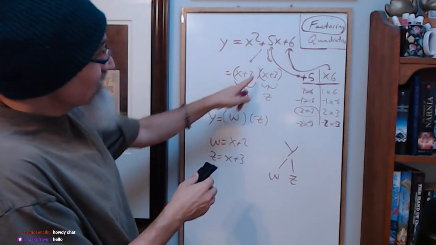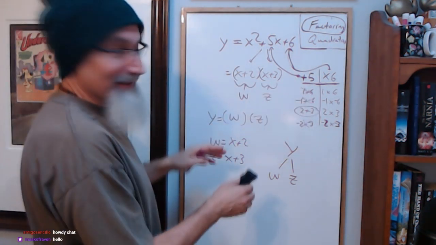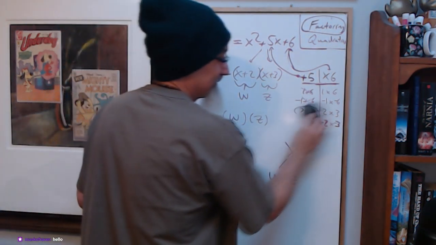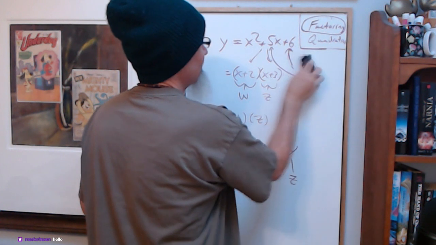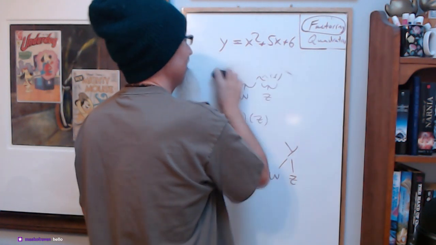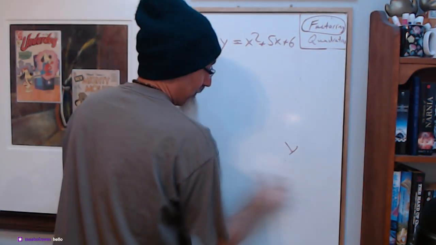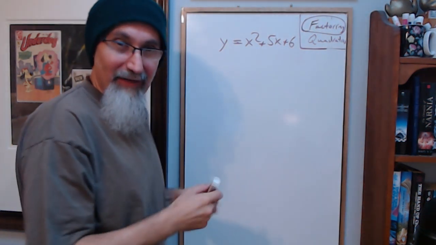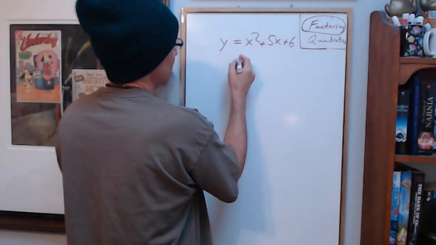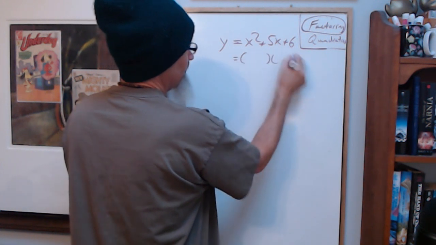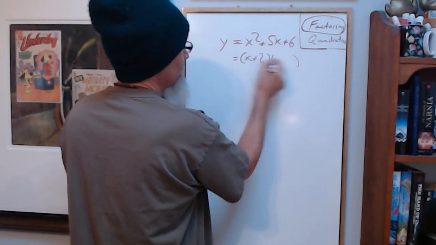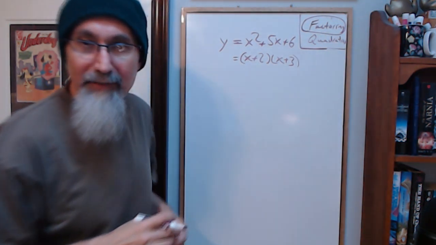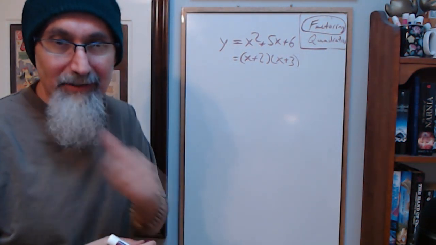Right? So let's break this down. I'm going to erase these guys. We're going to need more space, right? So let's break this down, or erase this and write down the core stuff that we know. We found out that this thing is x plus 2 and x plus 3, right? Is that big enough for you? Oh yeah, it's big enough for you guys to see, right?